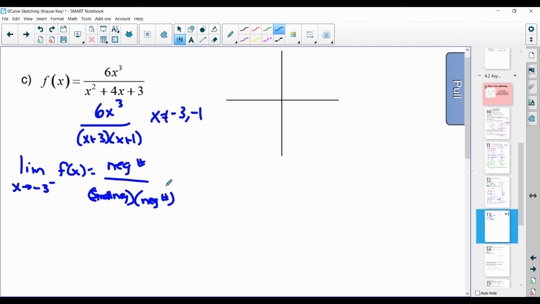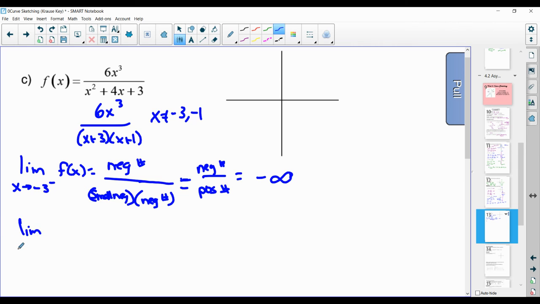So then we can just go back to our junior high rules about multiplying positives and negatives. On the top, I have a negative number, and I'm dividing by negative times negative, which is a positive. So I have a negative number being divided by a positive number. That gives me a negative. So this one will be approaching negative infinity.